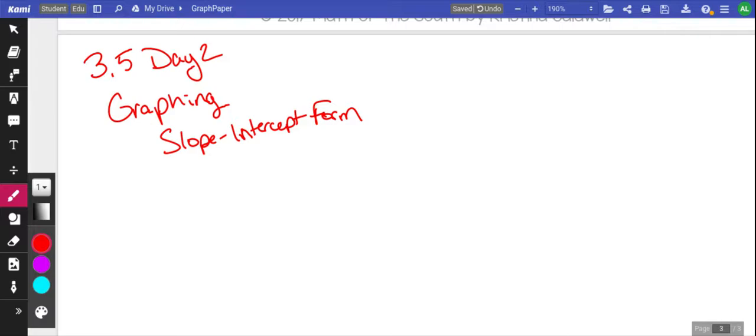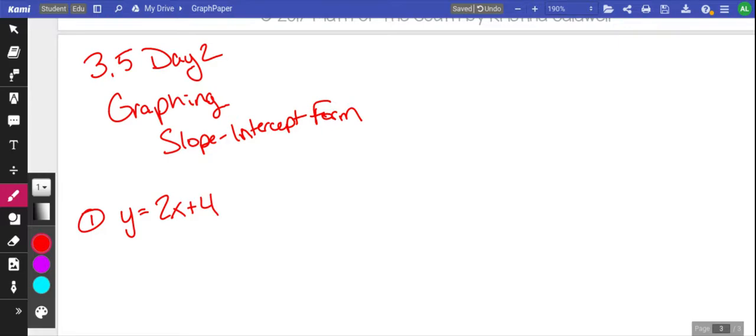And then today I'm going to go through, okay, you have that information, so how do you put it all in your graph? I would say most people find this the easiest way to graph. If it's in that y equals mx plus b format, you really can just look at it and start graphing. So I'm going to have two examples. Let's do y equals 2x plus 4.